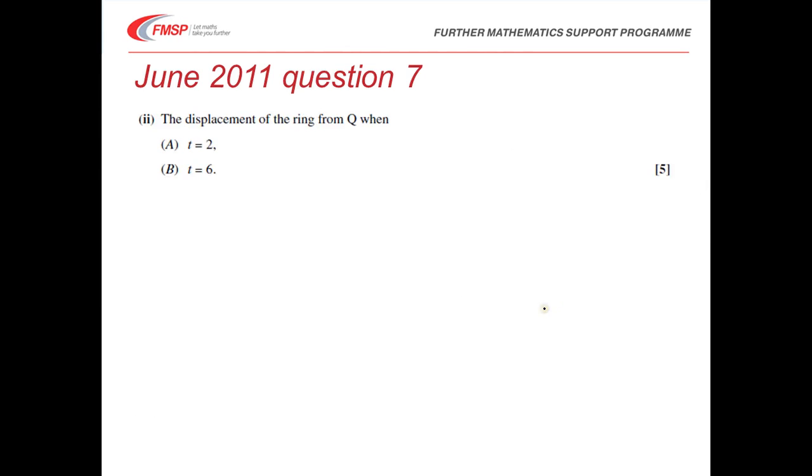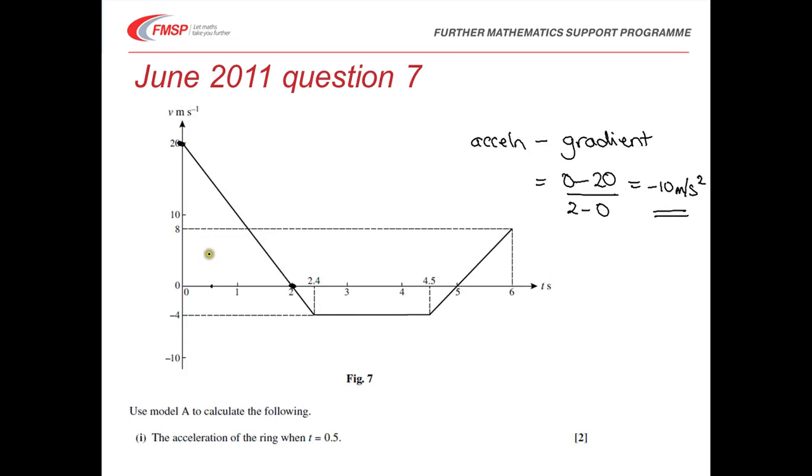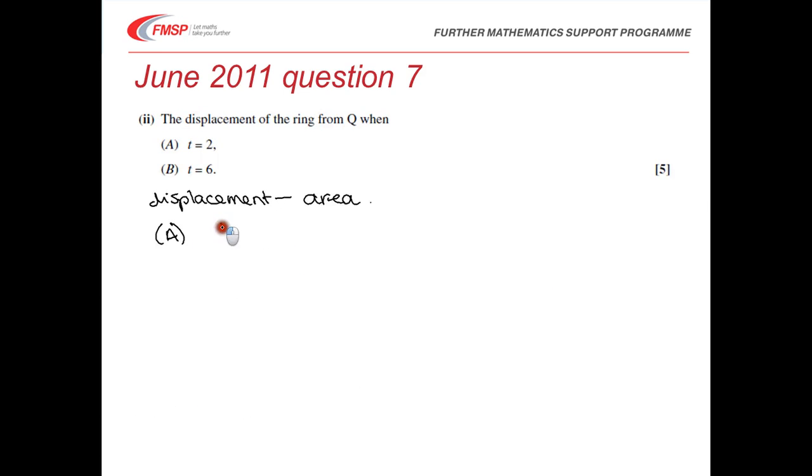We now have to work out the displacement of the ring when t is 2 and t is 6. Now on a velocity time graph, anytime we see the word displacement, we need to be thinking about the area under the graph. When t is 2, that's relatively straightforward. I'll just go back to the graph. When t is 2, we can see that this is the relevant area here, and that is all positive. The velocity was positive, so it was going all in the same direction. And so all we need to do is find the area of this triangle. Base is 2, vertical height is 20, so it's a half times 2 times 20, which is 20 meters.